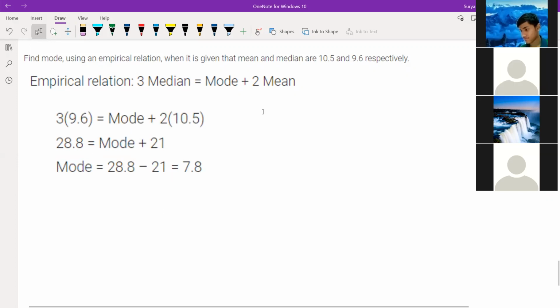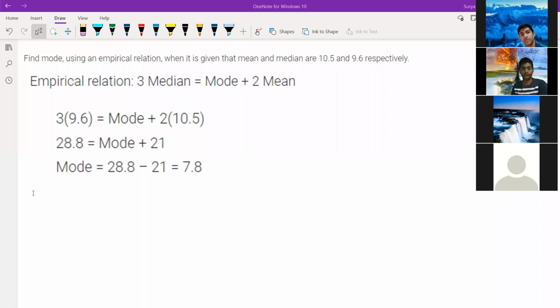You remember, this will come, 100%, it may come in a 1 mark question. Okay. Next question is to find the unknown value from the frequency table. This is a very easy question, for 1 mark or 2 marks.